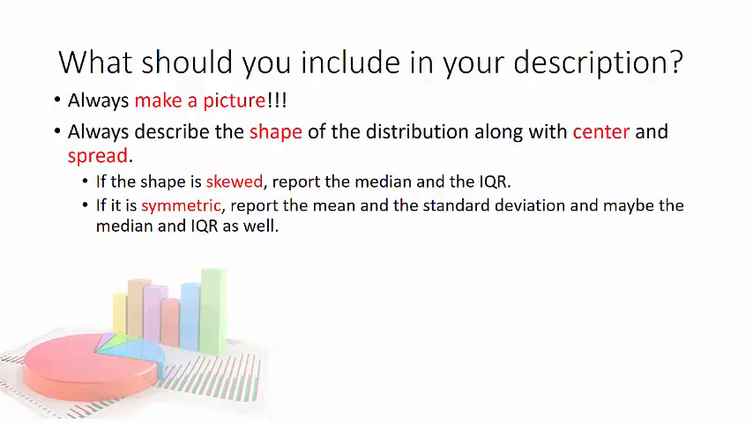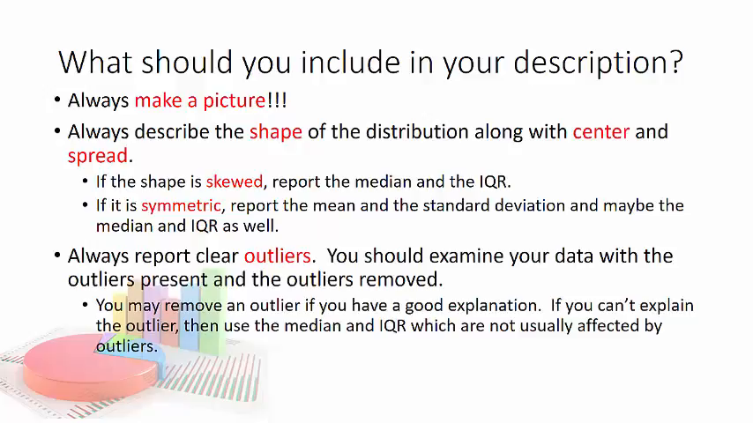If the shape is skewed, go ahead and report the median and the IQR. If it's symmetric, report the mean and the standard deviation, and it doesn't really hurt to report the median and the IQR as well. Always report clear outliers. You should examine your data with outliers present and outliers removed. You may remove an outlier if you have a good explanation. If you can't, then you should use the median and the IQR, which are not usually affected.